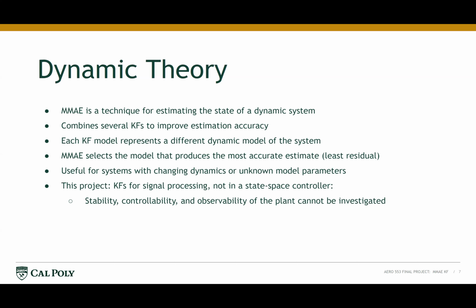Moving on to the theory of multiple model adaptive estimation Kalman filtering. It's a technique for estimating the state of a dynamic system. It does this by combining several KFs together, and this improves the estimation accuracy. Each KF model represents a different dynamic model of the system, and then a selection algorithm is run, which chooses the most accurate models, the models with the least residual. And this is very useful, especially for systems with changing dynamics and unknown model parameters.